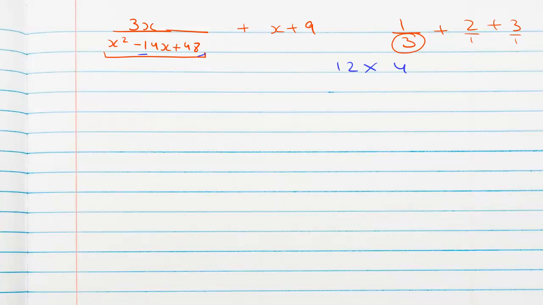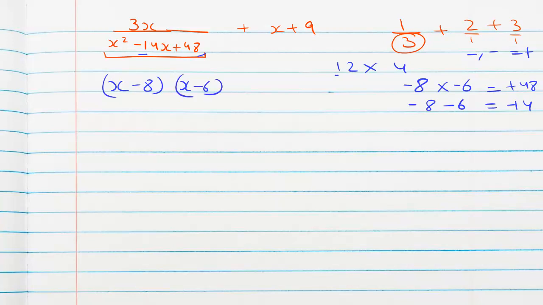No, how about 16 times 3? That also doesn't give us 14. So the only two numbers are actually 8 and 6, and both need to be negative. Then we get positive 48, because a negative sign times a negative gives a positive, and the sum of negative 8 and negative 6 will be negative 14. So the answer for this one will be x minus 8 times x minus 6.